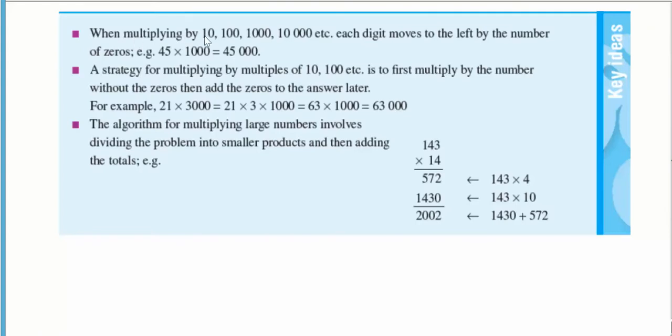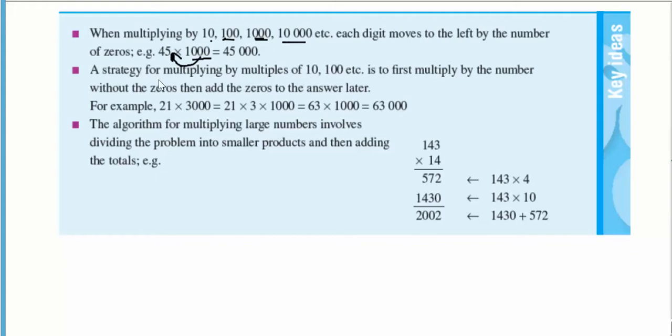Okay. So, some key ideas. When multiplying by 10 or 100 or 1,000 or 10,000, each digit moves to the left by the number of zeros. Basically, if you're multiplying by a multiple of 10, you look at how many zeros you have and put those zeros at the end of the number being multiplied. So 45 times 1,000: these three zeros get tacked on the end, and we now have 45,000.